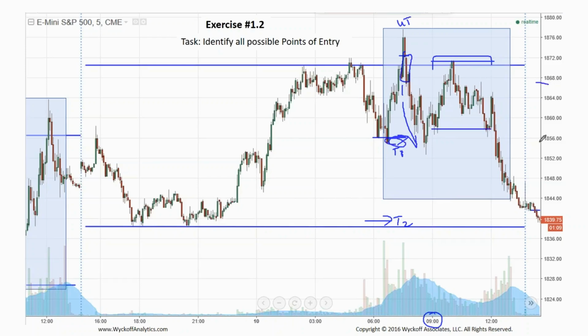So 67 to about 54. That's more than 10 points. And usually, whenever you have a 10-point move in the minis, that's a good move. Okay. Yeah, so a move to the downside.